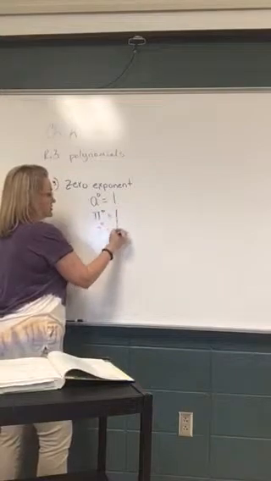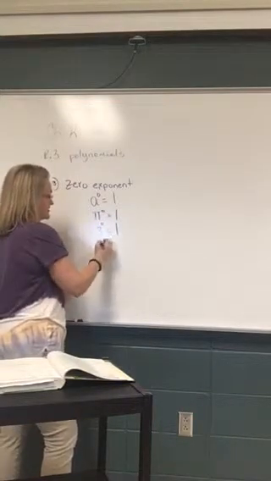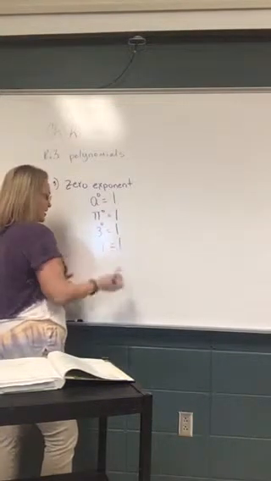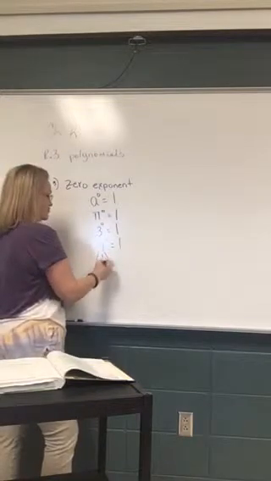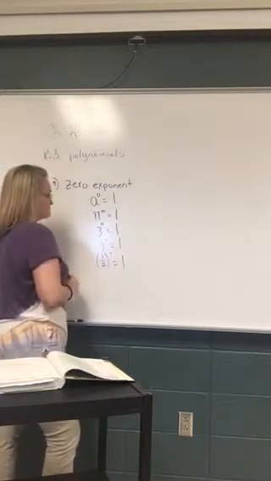3 to the 0 is 1. 7 to the 0 is 1. Everything to the 0 is 1. Every real number to the 0 is 1.